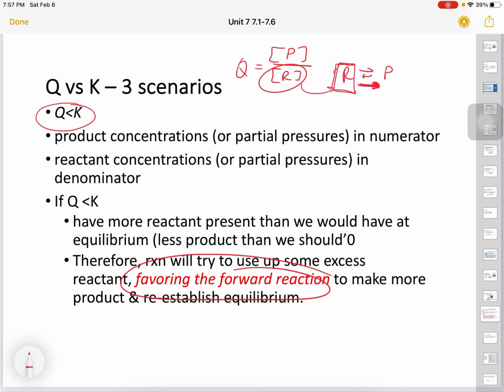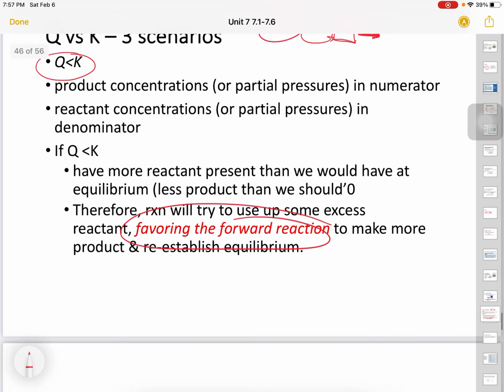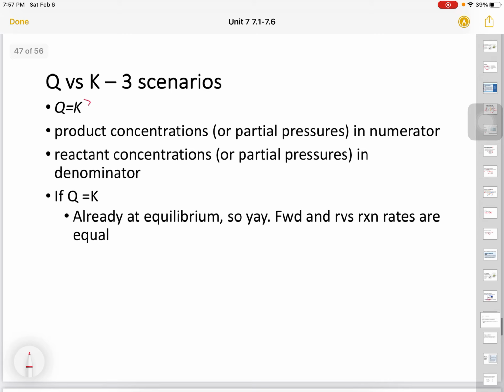So my forward reaction will use up the reactant, right? Decrease the amount of reactant, raise the amount of product, and bring that Q value higher until it hits K, at which point I'm at equilibrium. And that brings us to our third situation. If you calculate a Q value that is equal to the K value that you're given, then your system is already at equilibrium and the forward and reverse reactions will proceed at equal rates.